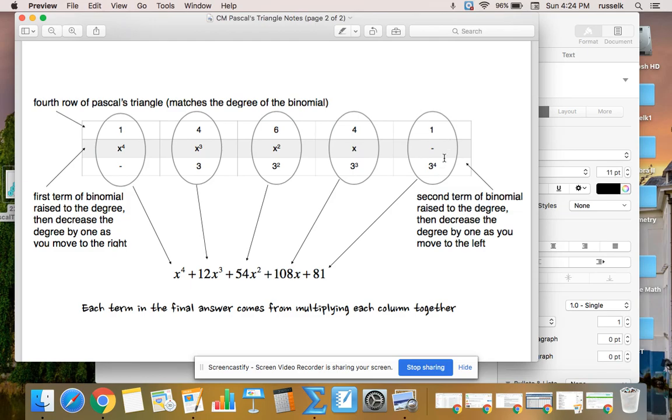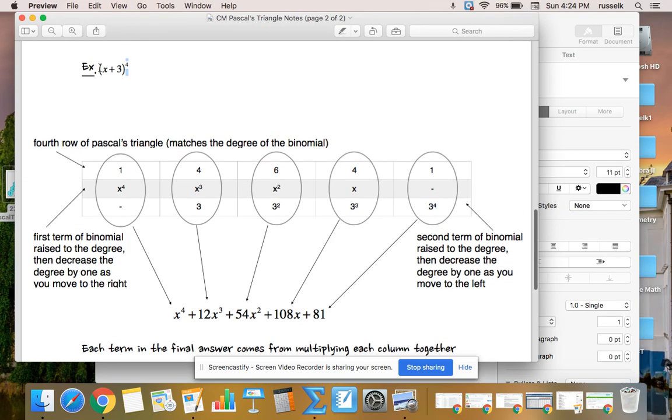The second row, we're going to take the first part of the binomial, which in our case is x, and we're going to start with that to the fourth degree. So that's what goes first. And then we just go down 1 degree as we move to the right. So x to the third, x squared, x to the first, and then x to the 0 power, which we don't need to put.